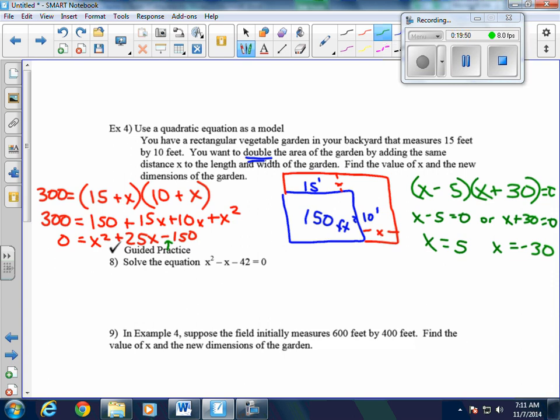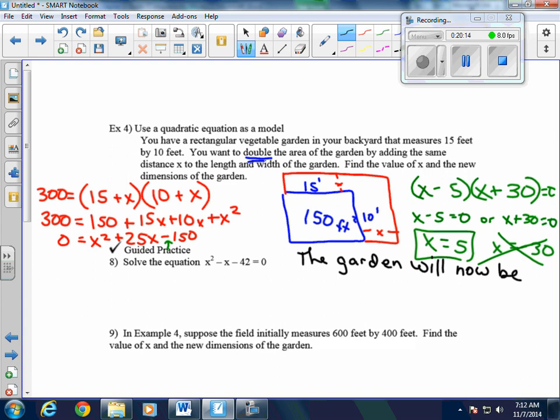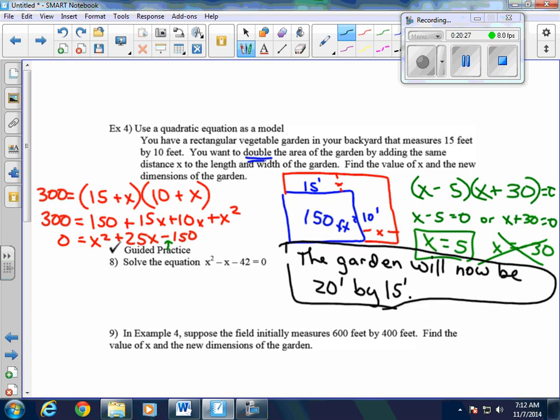We can't add a negative distance to the dimensions of our garden. So find the value of x. It's right here. And the new dimensions of the garden: it was 15 by 10, so now it's going to be 20 by 15. So it's going to be 20 feet by 15 feet because we are adding the same dimension to both sides.